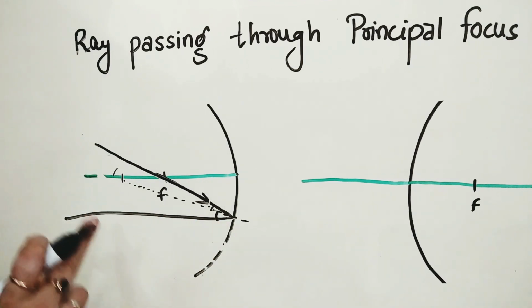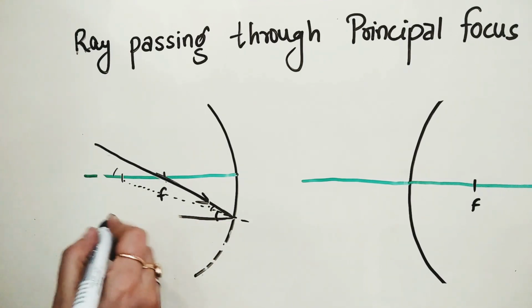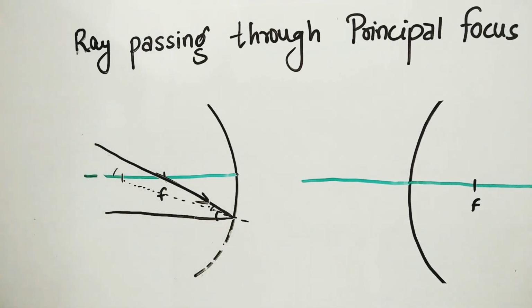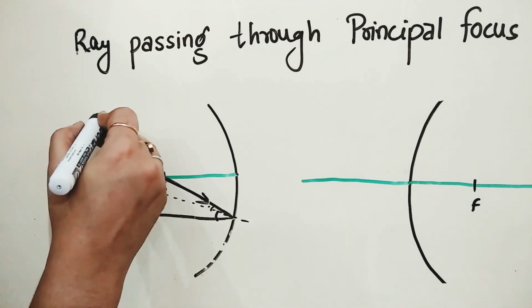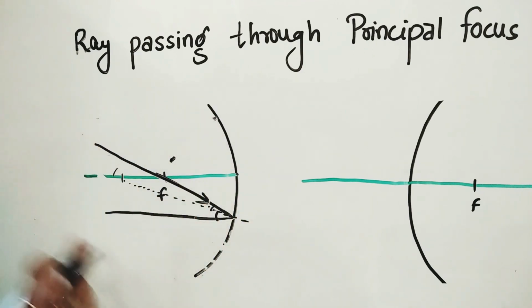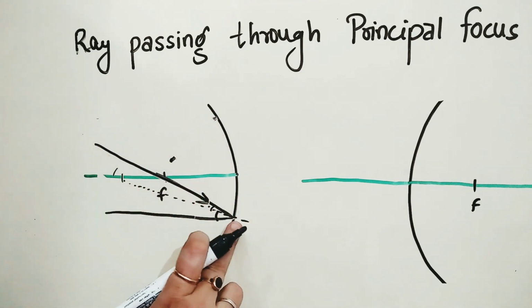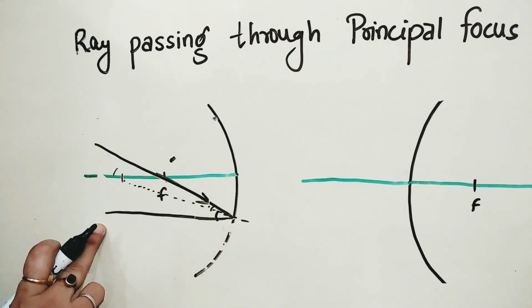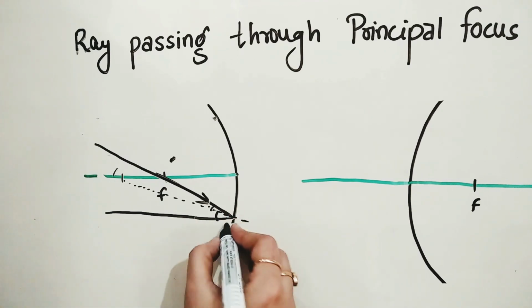So whenever a ray is passing through focus, it reflects parallel to the principal axis, just opposite to the first case. In that case, the ray is moving parallel and then it passes through focus. This is the reverse of it. When it is passing through focus, it passes parallel to the principal axis after reflection.